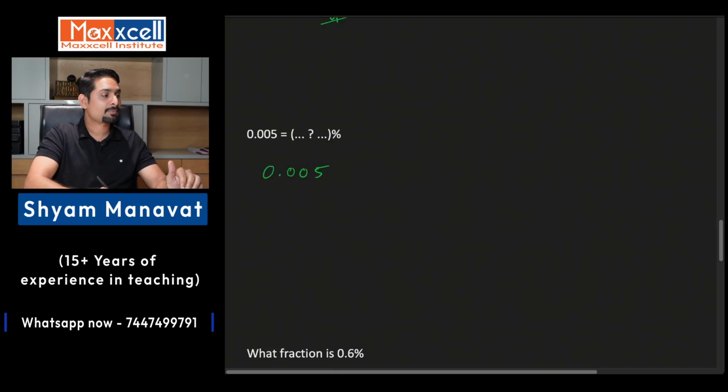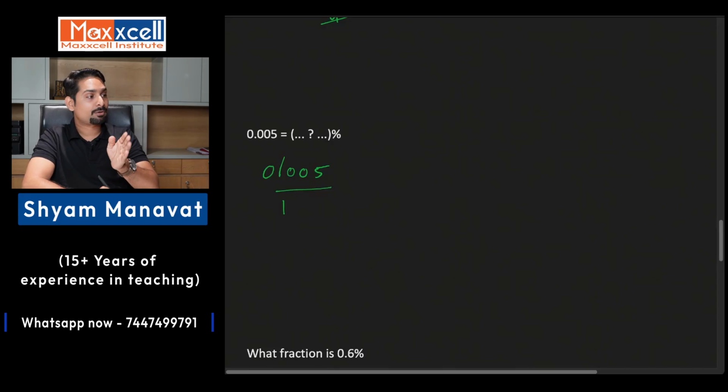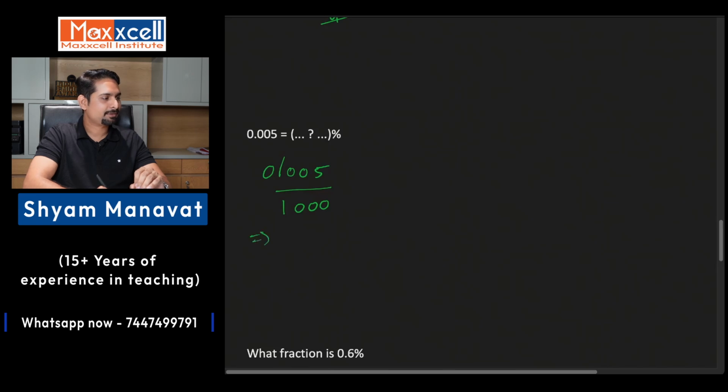So 0.005, if I convert into a fraction, remove the decimal. I hope you know that. For removing the decimal I have 1, and after the decimal we have got 3 digits. So I'll write 1, and then with this we have got 3 zeros, right? Now to convert into percentage, we have this 5 of numerator and 1000 of denominator, multiply by 100, and it will get you a beautiful outcome, that's 5 by 10, that is 0.5.